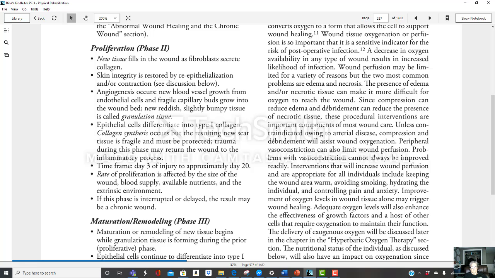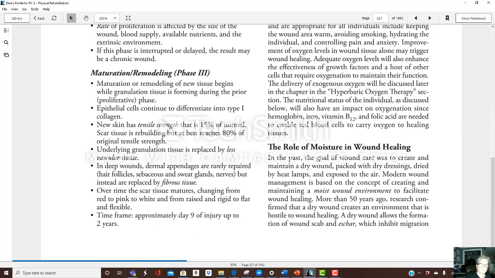Epithelial cells differentiate into type I collagen. Collagen synthesis occurs, but the resulting new scar tissue is fragile and must be protected. Trauma during this phase may return the wound to the inflammatory process. Time frame: day 3 of injury to approximately day 20. Rate of proliferation is affected by the size of the wound, blood supply, available nutrients, and the extrinsic environment. If this phase is interrupted or delayed, the result may be a chronic wound. Maturation, remodeling, phase 3. Maturation or remodeling of new tissue begins while granulation tissue is forming during the prior proliferative phase.